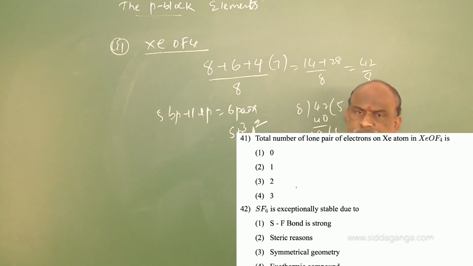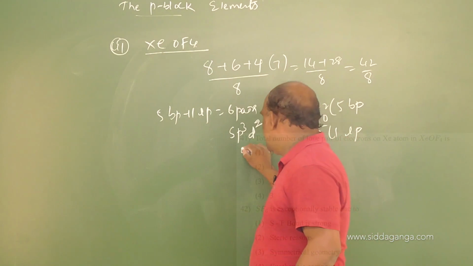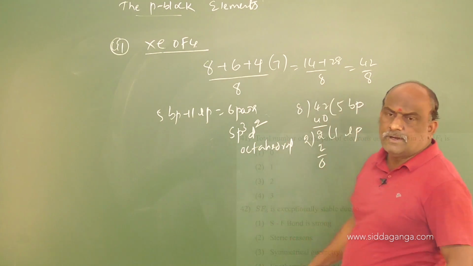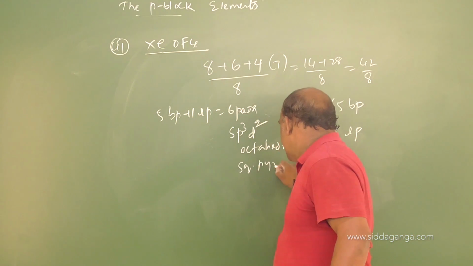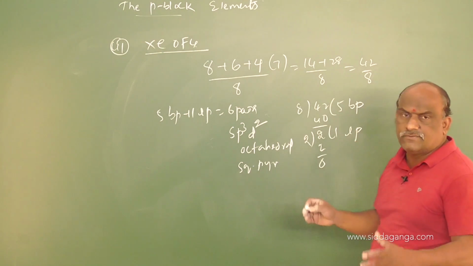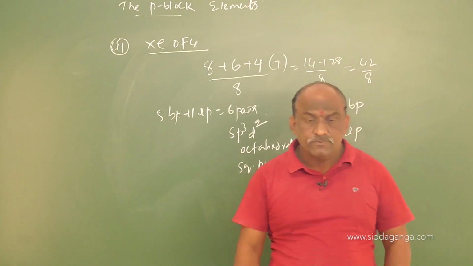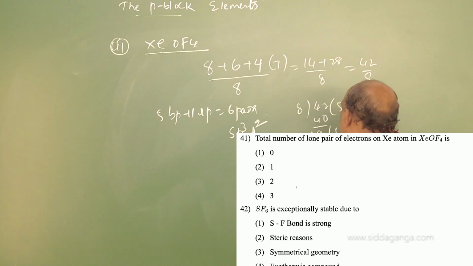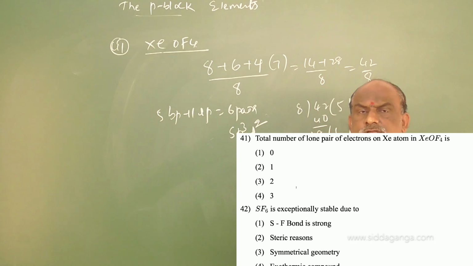sp3d2. Hybridization is sp3d2. The shape of the molecule is octahedral, but due to the presence of 1 lone pair, it is square pyramidal. And what about the question? Question 41 is the total number of lone pairs of electrons on the xenon atom in XeOF4. How many lone pairs? 5 bond pairs, 1 lone pair. So option 2 is the right answer for question number 41.